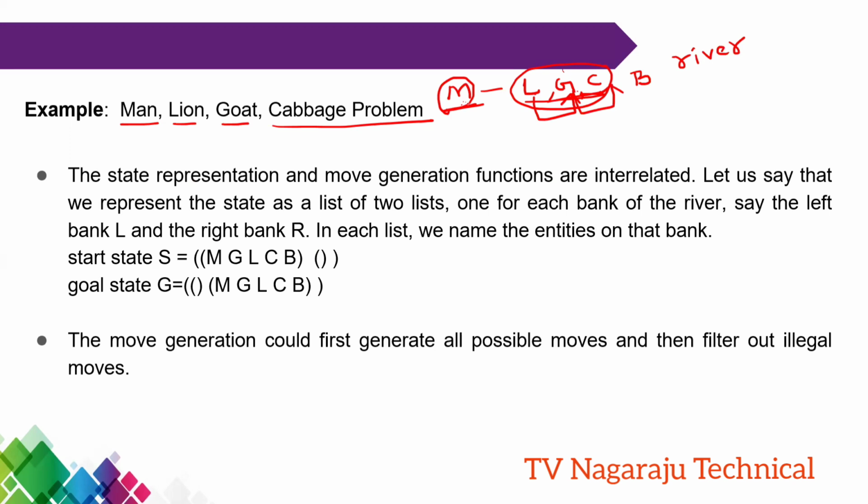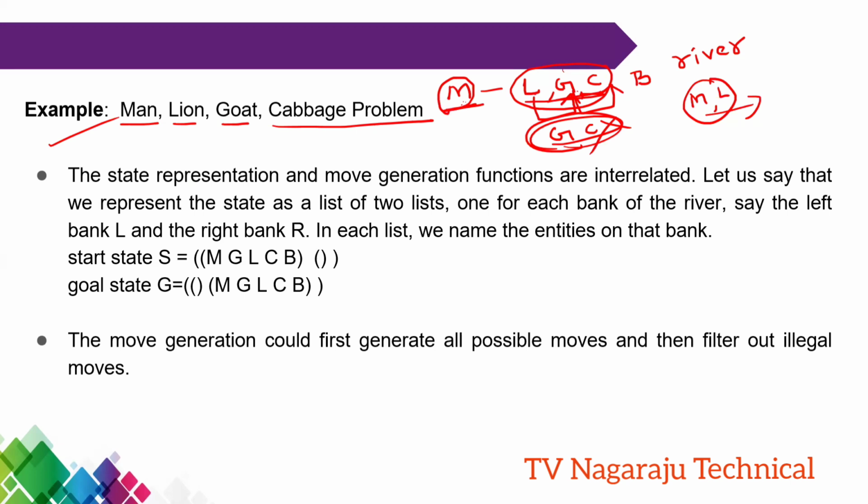That means, for example, if the man takes the lion and crosses the river, here on the left side G and C are available. That means the goat eats the cabbage. This is not at all possible. This is possible. Your aim is that you need to avoid such types of situations. Now you understand what the problem is? I think it is clear. Now, how do you implement this one?